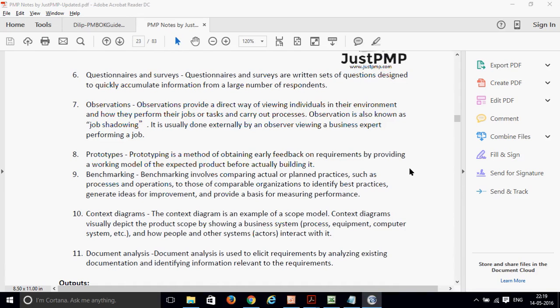Benchmarking involves comparing actual and planned practices, such as processes and operations, to those of comparable organizations to identify best practices, generate ideas for improvement, and provide a basis for measuring performance. For example, you have some existing software in the market and you want to implement it for your organization. You have a benchmark. You look into that, build something similar, and add some new features. That becomes your benchmarking.